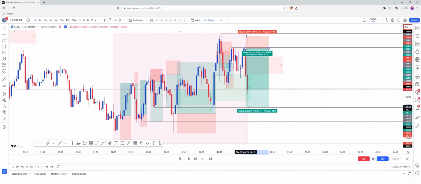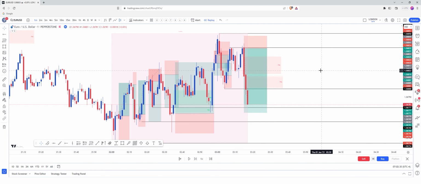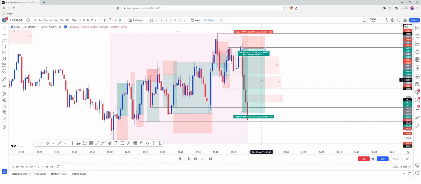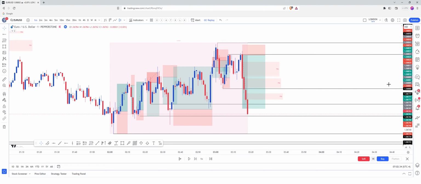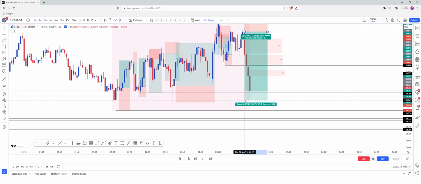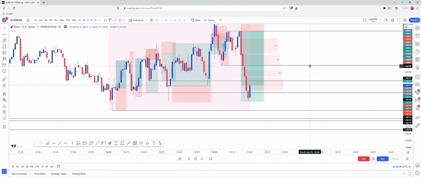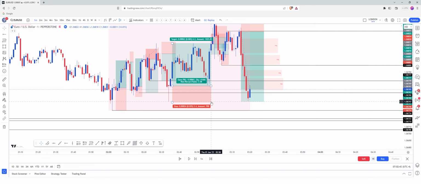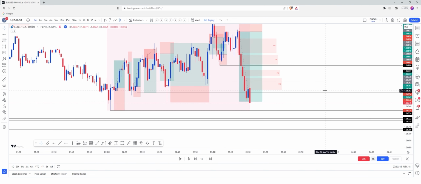3.2R if you were taking more take profits. 5.2. We've got a swing low down here. It's not taking it. There's the taking it there, for a 6.8R.